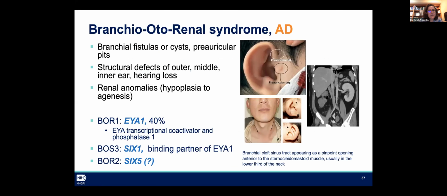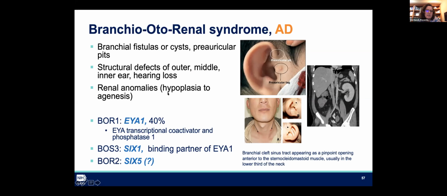And last is Branchio-Oto-Renal syndrome, autosomal dominant. This is a syndrome where you see fistulas or cysts in the branchial arch area in front of the sternocleidomastoid muscle here, and then preauricular pits, these little holes in the ear, or tags. Then there is an associated abnormality in the inner ear, hearing loss, and hypoplastic kidneys. So that's the liver, left kidney, and the right kidney is not there.